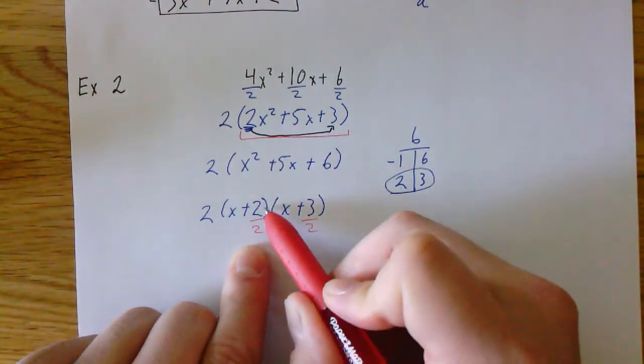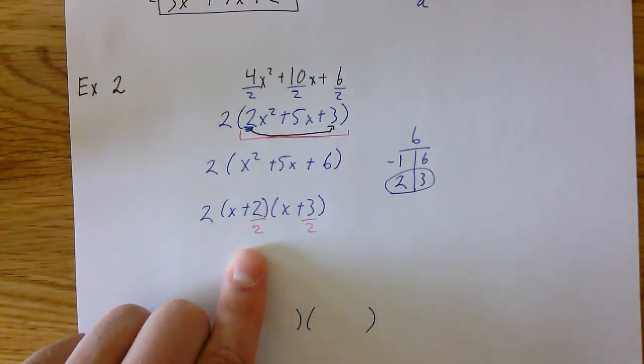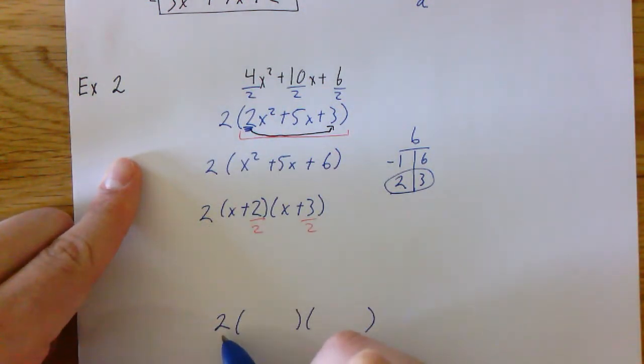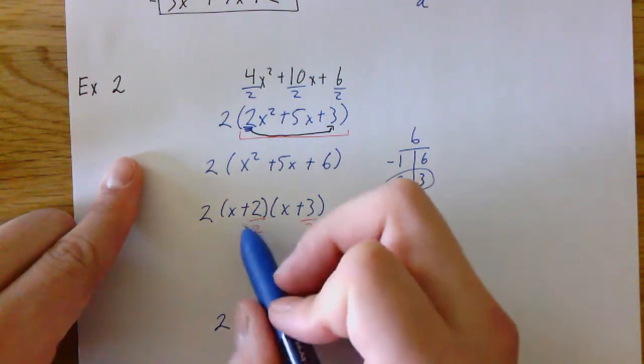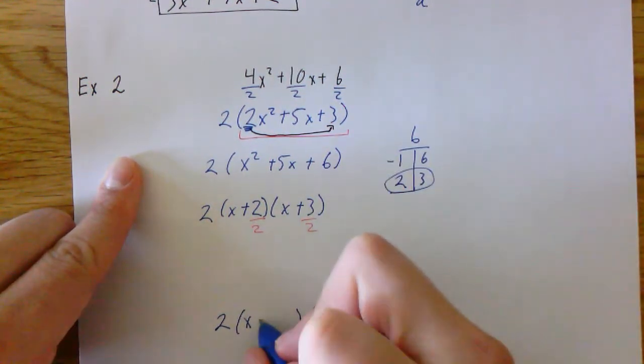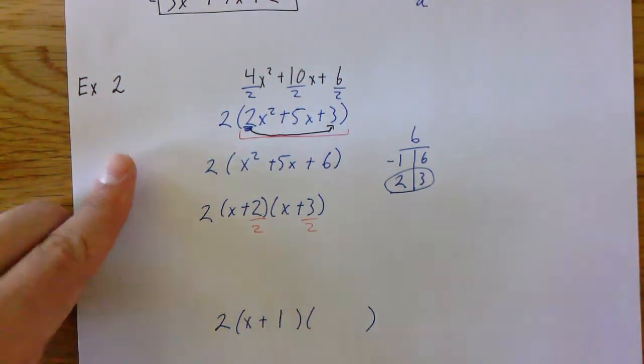This one's easy. 2 goes into 2 one time. So bring down our leading coefficient. Oh, look, it's already there. It's like I knew it was still going to be there. That's crazy. Bring down your x. 2 divided by 2 is 1. So plus 1. There we go.